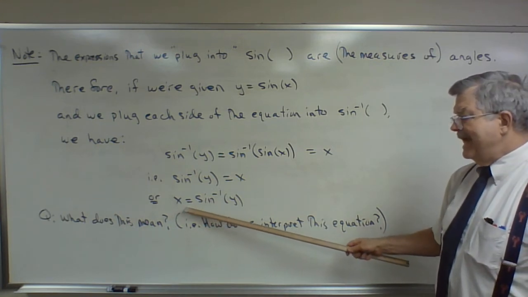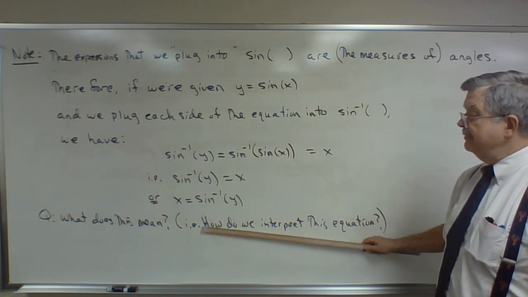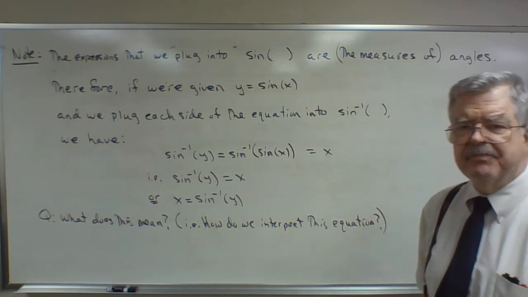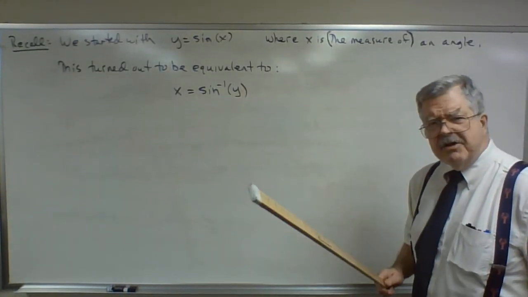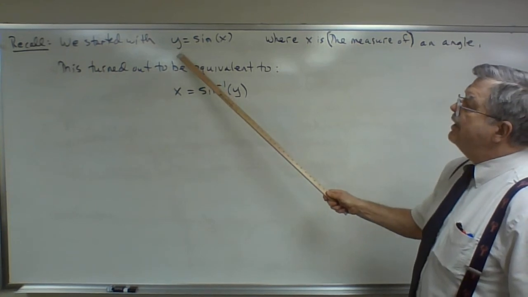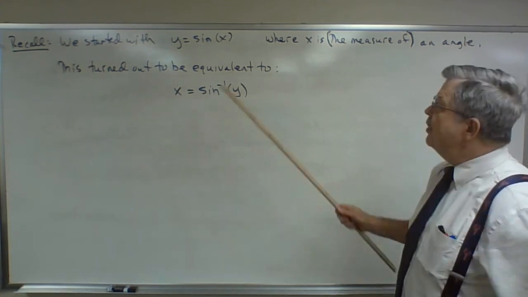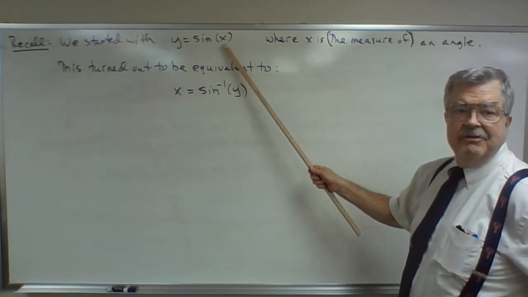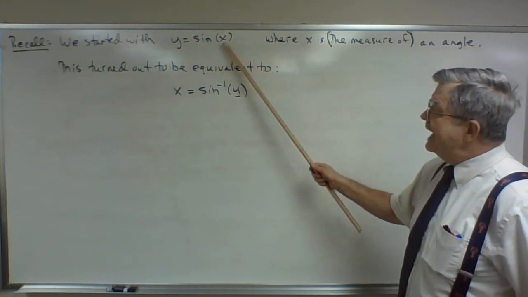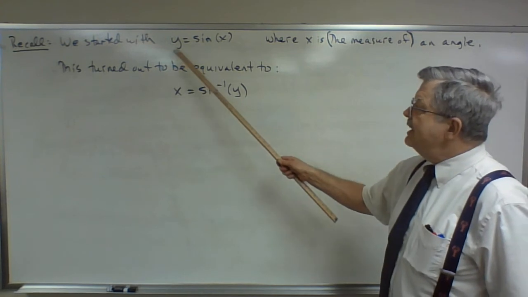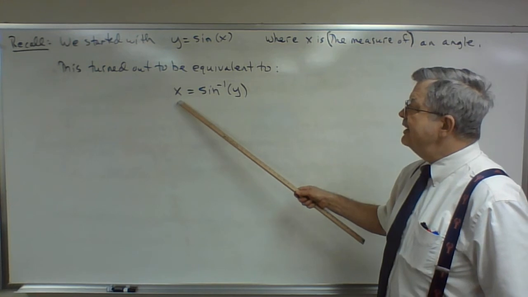Now, what does this mean? x equals sine inverse of y. In other words, how do we interpret this equation? Just to recap, here's what we started with. We started with y equals sine evaluated at x. And of course, what do we plug into a sine function? The measure of an angle. x is the measure of an angle. So y equals sine evaluated at x turned out to be equivalent to this.